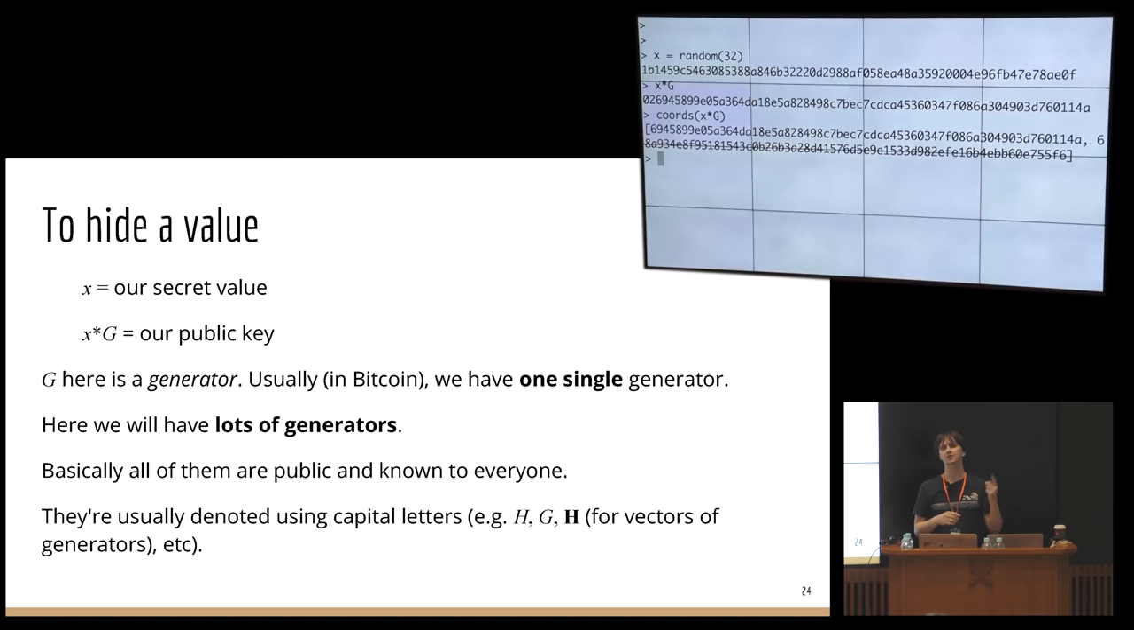In Bitcoin, there's usually only one generator, and it's the one that we use to turn a private key into a public key. But in Bulletproofs, we actually have a ton of generators. We're going to have a bunch of them. The point with the generators is that everyone knows them, and they are NUMS numbers, which means that you can't know the underlying value that created them. I denote generators with capital letters, usually, like here. And you also have a vector of generators, the bold H here. They're trivial to create. You just set some defined value to the X value, and you have them. So I can actually show you, if I do this, I can show you, wait.